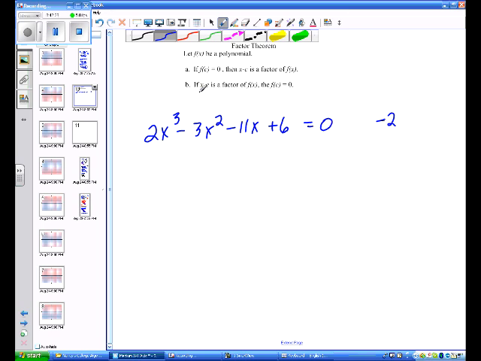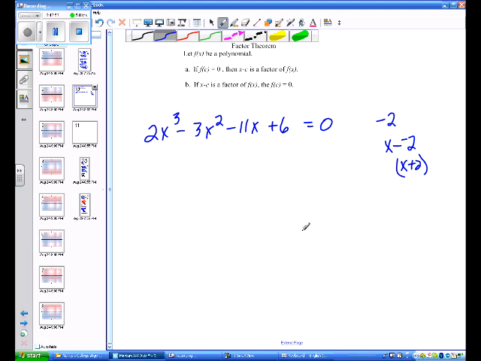So according to our factor theorem, if we put a negative 2 into our function, we get a 0. Therefore, x minus c, x minus a negative 2, is a factor of this polynomial, or x plus 2 is a factor.